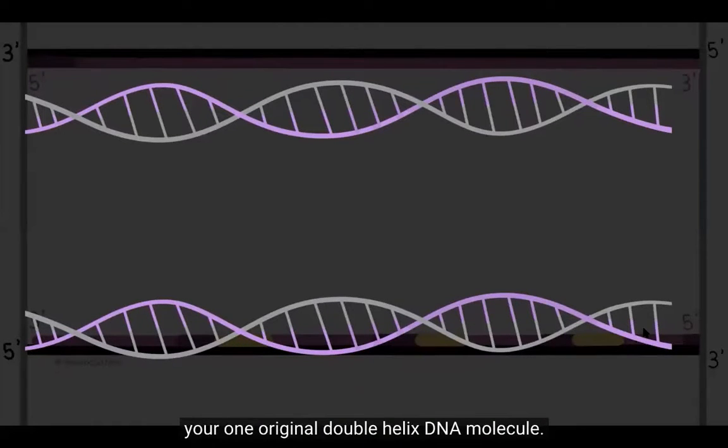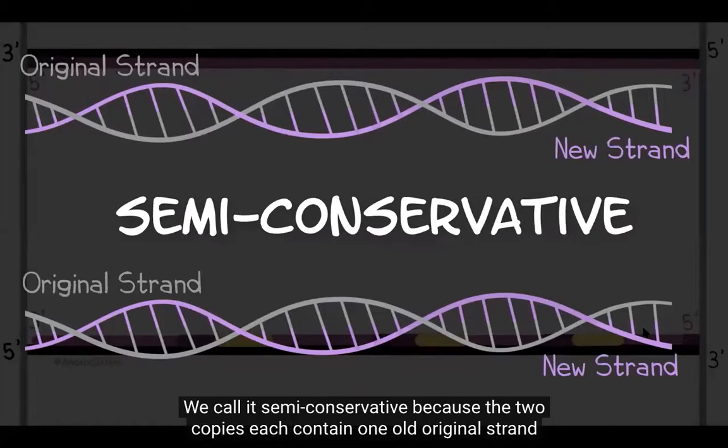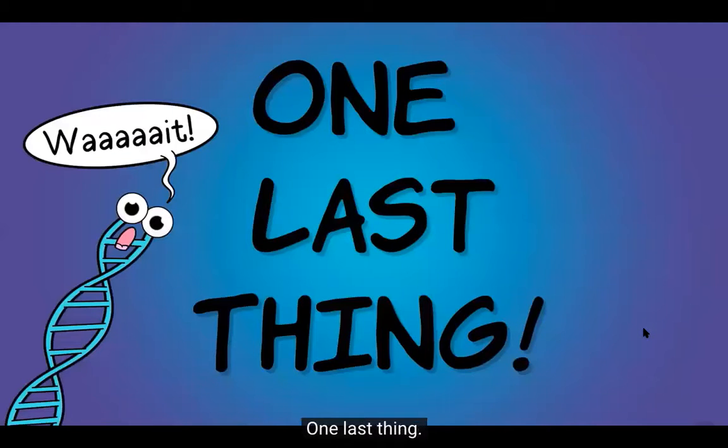double helix DNA molecule. We call it semi-conservative because the two copies each contain one old original strand and one newly made one. One last thing.